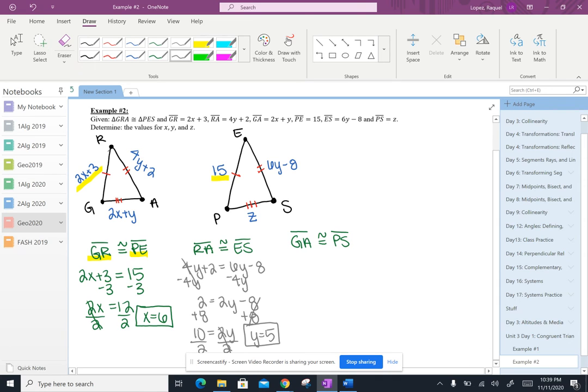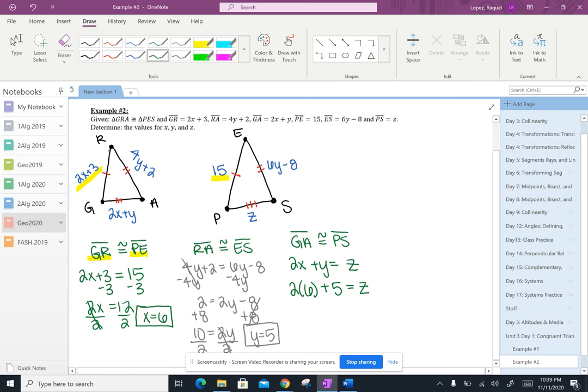Okay, and then in that final congruency statement, we're going to set it up the same way that we did the other two, which means we're just going to replace the congruency statement with an equation. So instead of writing GA, they tell me GA measures 2x plus y, equals, and then they tell me PS measures Z. Well, I've got 3 different letters here. But what's nice is that I've already solved for x and y, so I can substitute those values in. I'm going to substitute the 6 in for x, so 2 times 6. Instead of writing y, I'm going to write 5, because that's what we figured out y was. And that's going to help us find z.